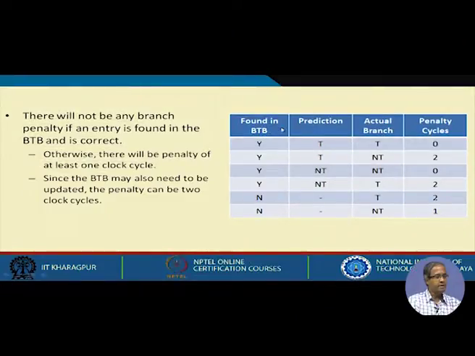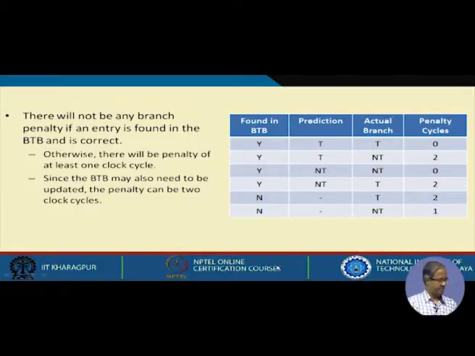And if it is not found in the BTB, you will have to update the BTB. If the actual branch is taken, the penalty cycle is 2. If the actual branch is not taken, the penalty cycle is 1. So, these are the assumed values, and there is also justification as I said. Since the BTB may also need to be updated, the penalty can be 2 clock cycles in these cases, because here you have to update the BTB.